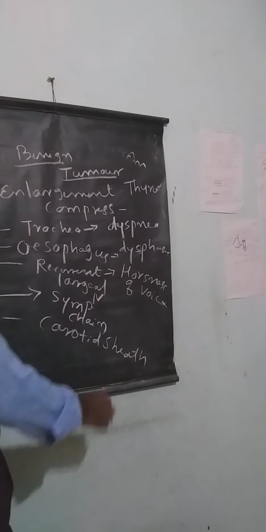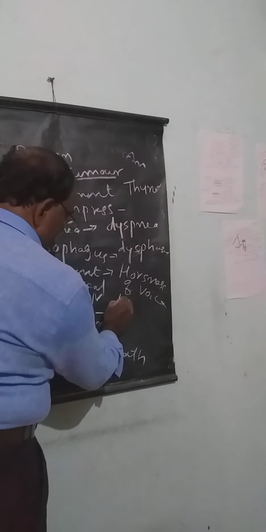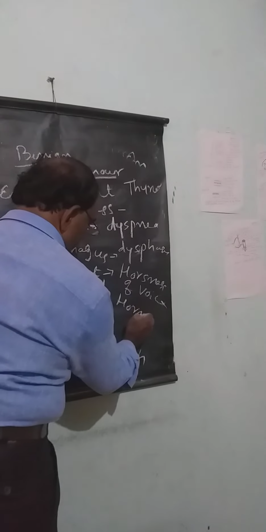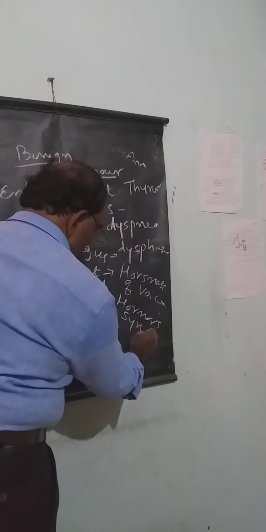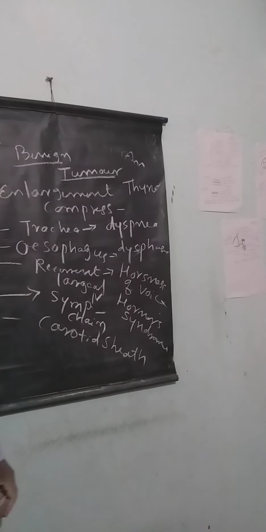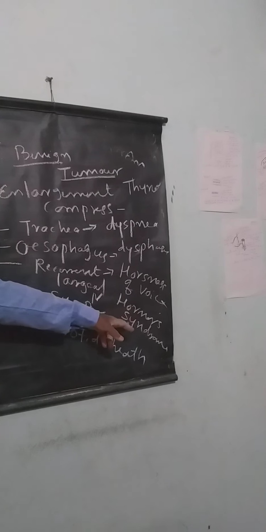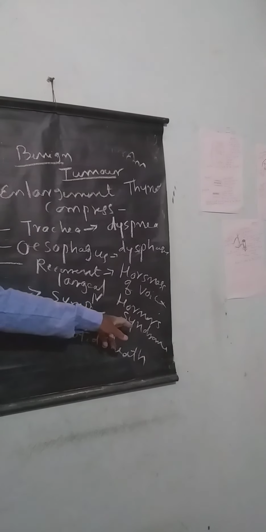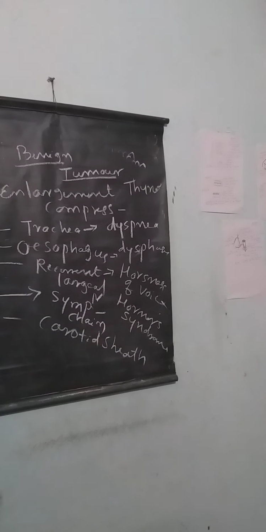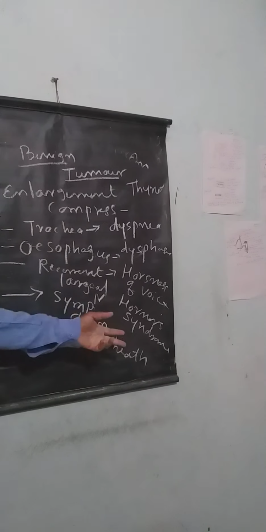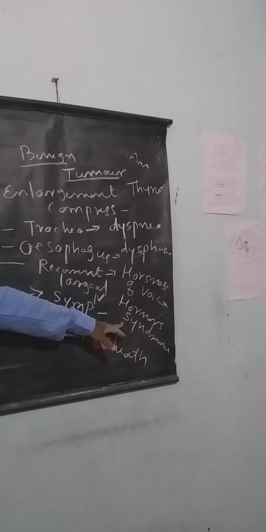If the sympathetic chain is compressed, it leads to Horner syndrome. Ptosis will occur here, and dryness of that part. That is Horner syndrome.